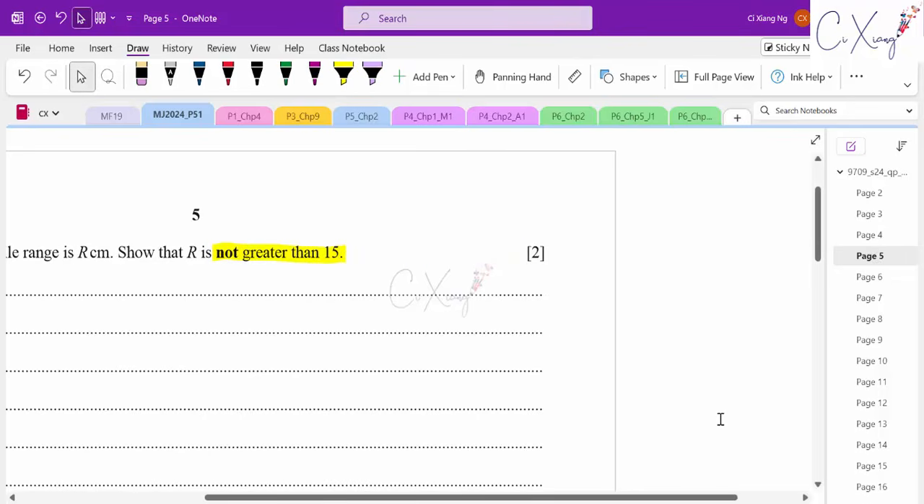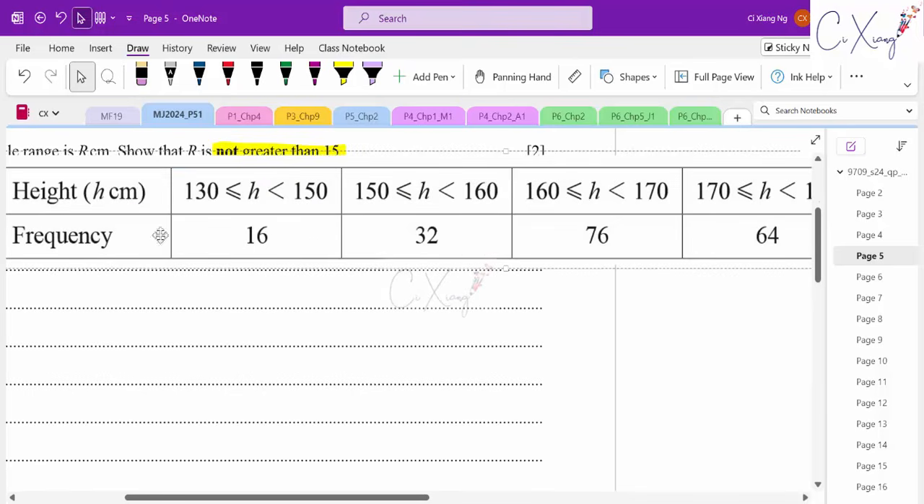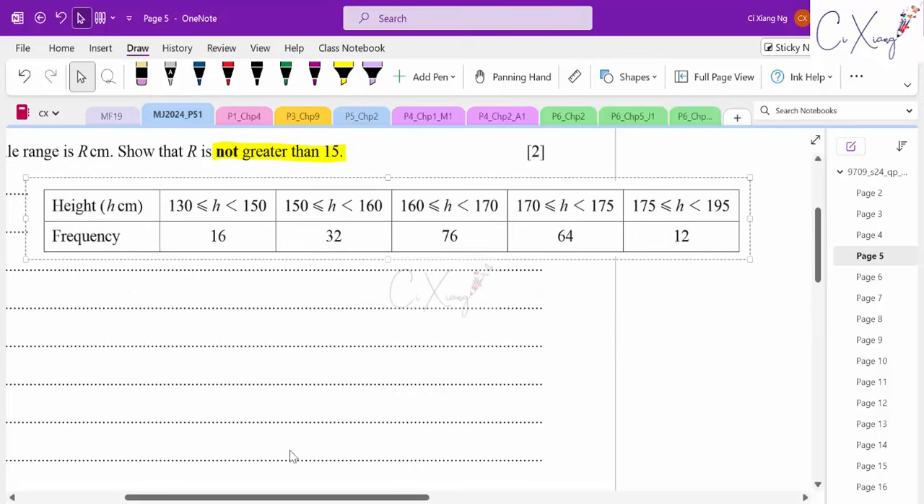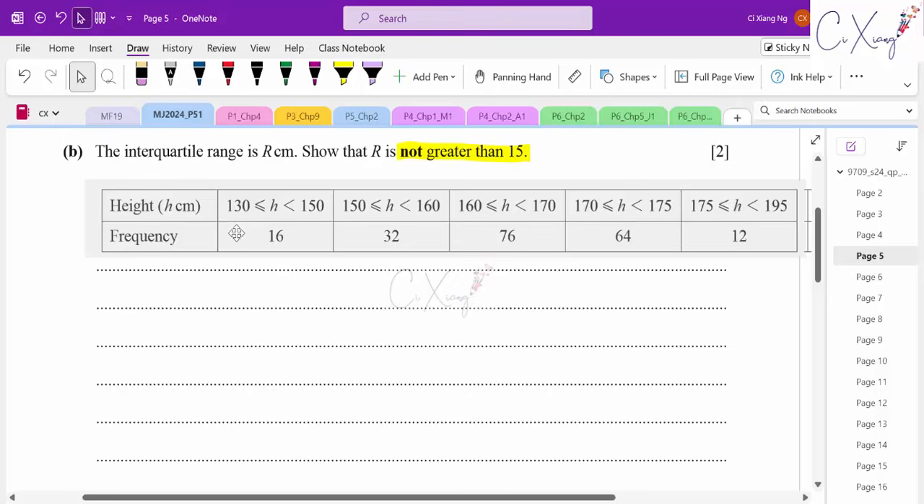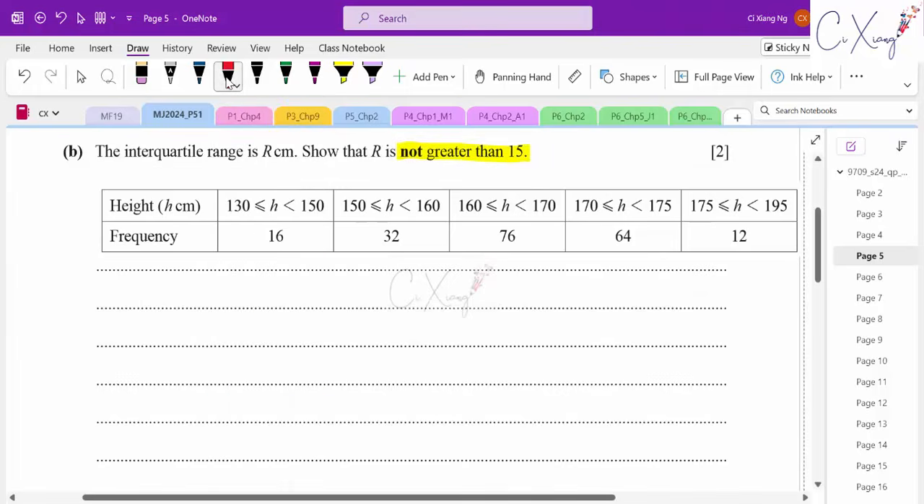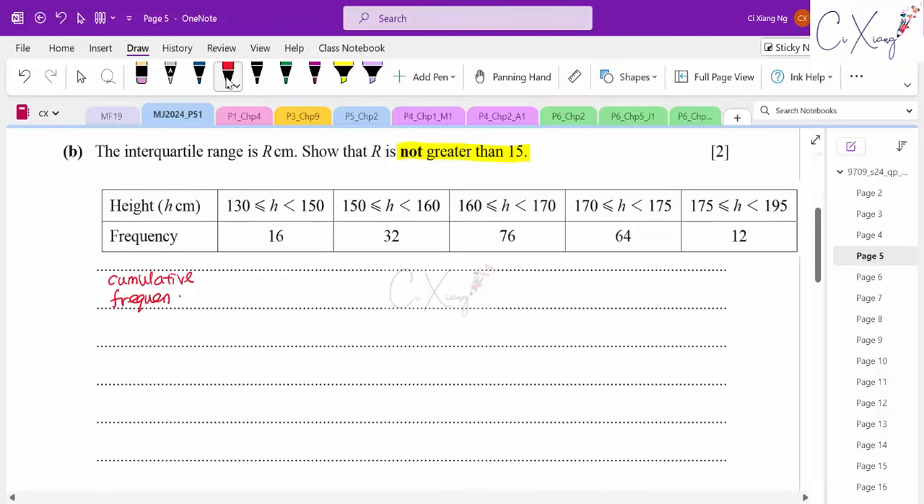All right, so to find out where Q1 and Q3 are located, I actually need the cumulative frequency. So I copy the table here so that you can see it more clearly. Okay, so this is my data. Before I can decide what the interquartile range is, I need the cumulative frequency. So I write cumulative frequency here. Cumulative frequency means that you accumulate all the frequency from bar to bar.